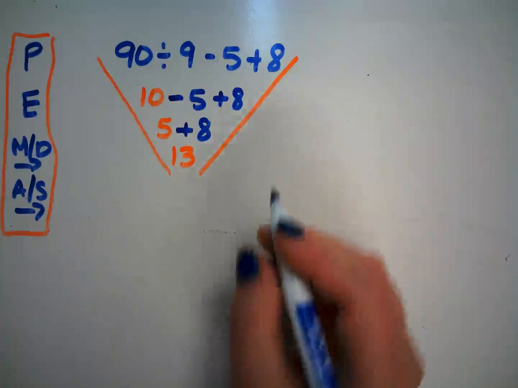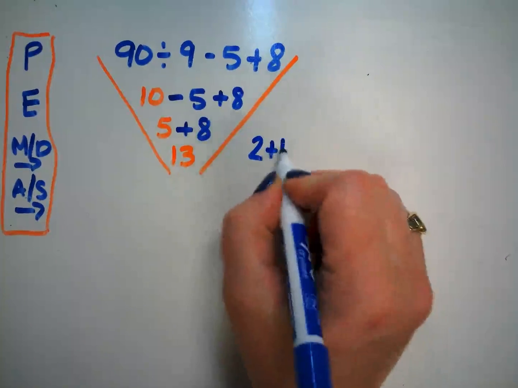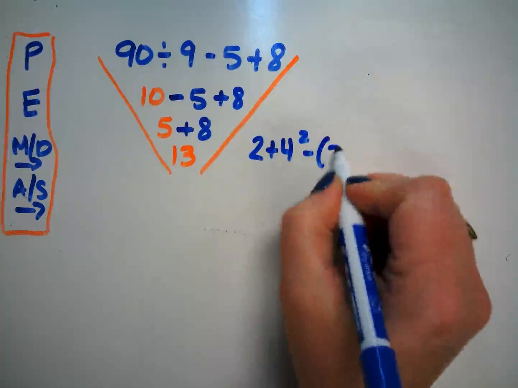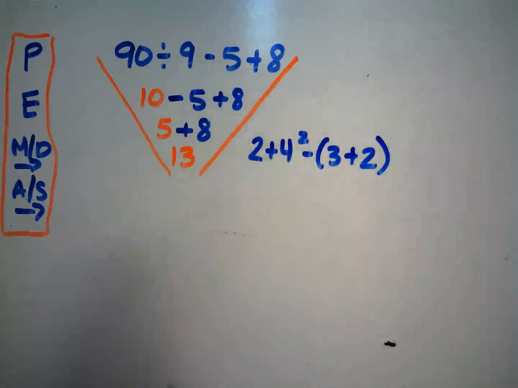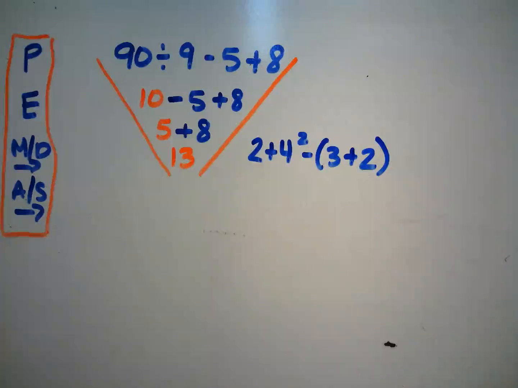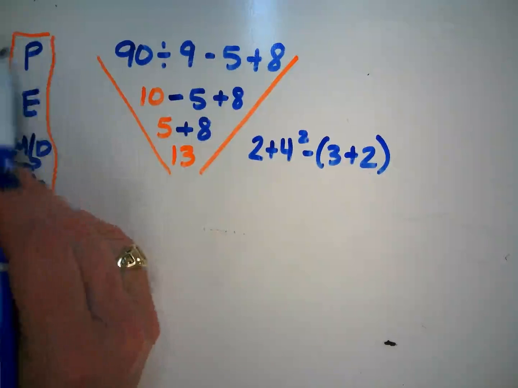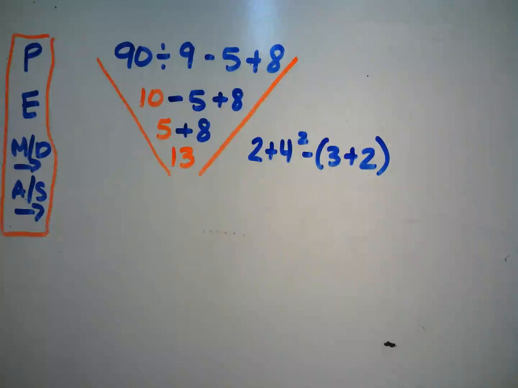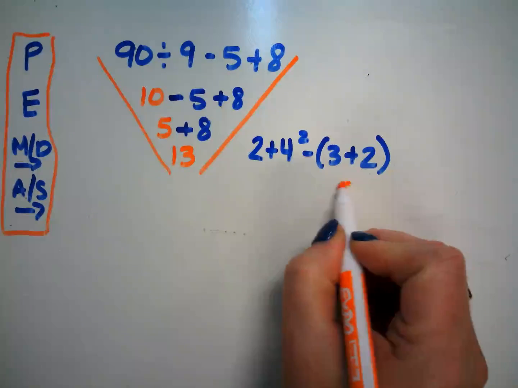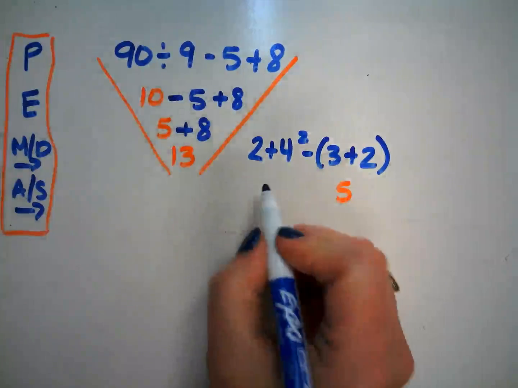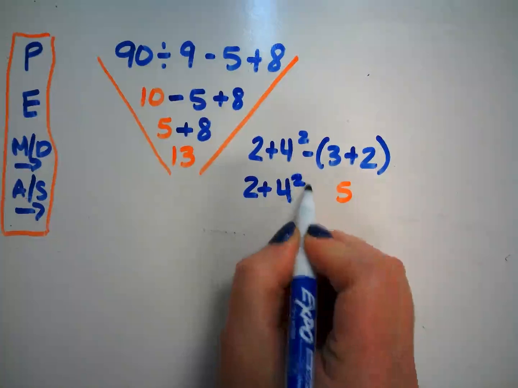Let's just say that we have 2 plus (4 squared) minus (3 plus 2). That's our original problem. Again, we go back to the order of operations. The very top thing is parentheses. Well, we have some, so we're going to do that problem first. So that becomes a 5. Everything else stays the same.